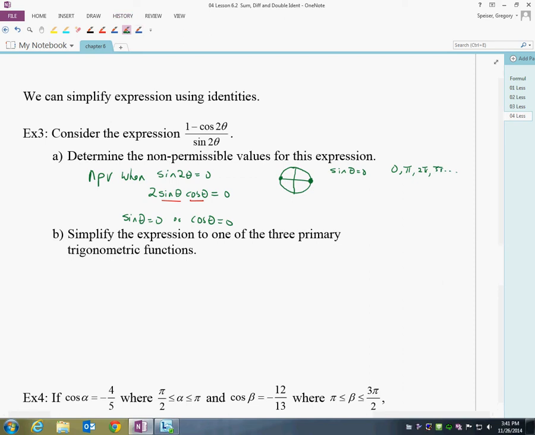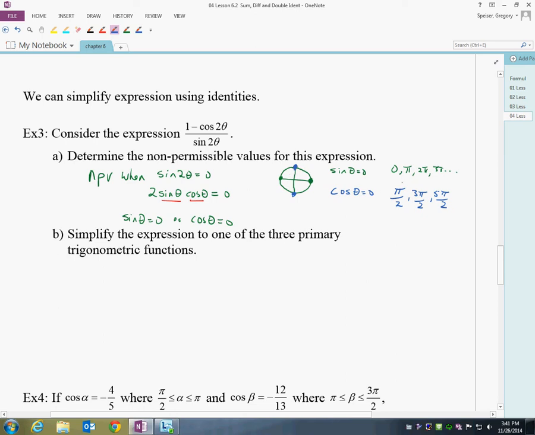I'll switch to blue here. What about when is cos of theta equal to 0? So that's the x values. The cos is going to be equal to 0. The x would be here and here. So that would be at pi over 2, and at 3 pi over 2, and at the next loop around would be 5 pi over 2, and so on.